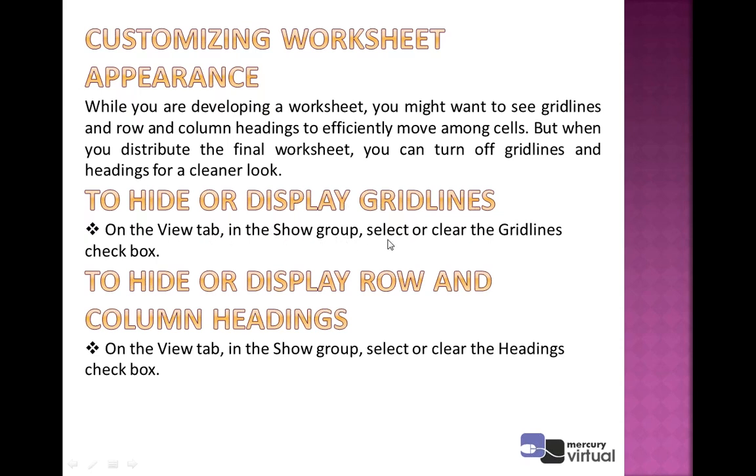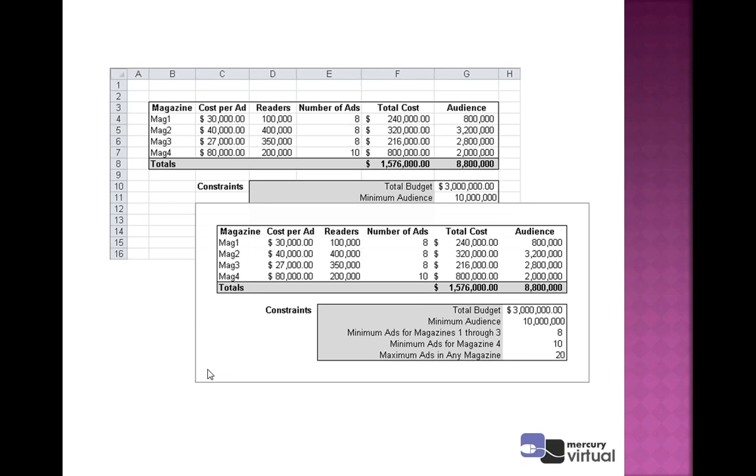Go to the View tab. In the Show group, select or clear the grid lines checkbox. Means if you click on the checkbox that is available on the View tab, that is the grid lines checkbox, the grid lines will appear. If you uncheck, the grid lines will not appear. Next point says how to hide or display row and column headings. Go to the View tab, go to the same Show group, select or clear the headings checkbox. There is another checkbox along with the grid lines, that is the headings checkbox. If you check the headings, the headings will come. If you uncheck, the headings will not come. This is how it looks without the grid lines.